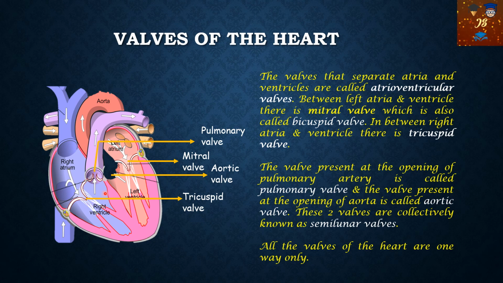Now, there are also valves in the openings of the blood vessels. This is the pulmonary artery. This pulmonary artery opening also has a valve, this curved one, which is called the pulmonary valve. And the aorta also has a valve which is called the aortic valve. The pulmonary valve and the aortic valve are collectively known as semilunar valves, whereas the tricuspid and the bicuspid valves are known as atrioventricular valves because they separate the atrium from the ventricle.